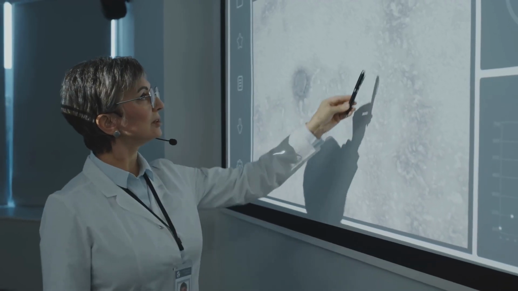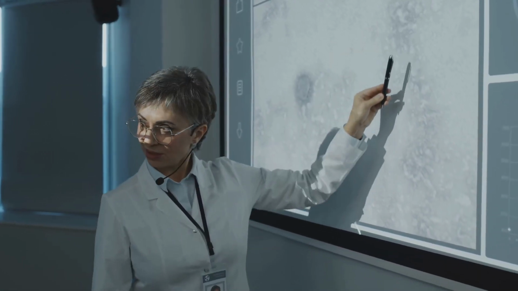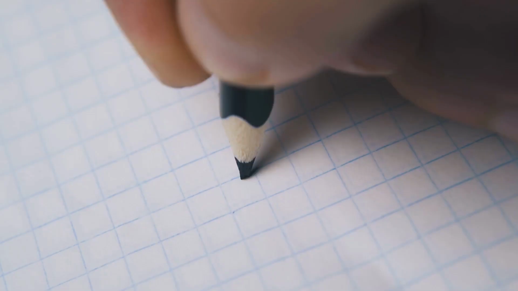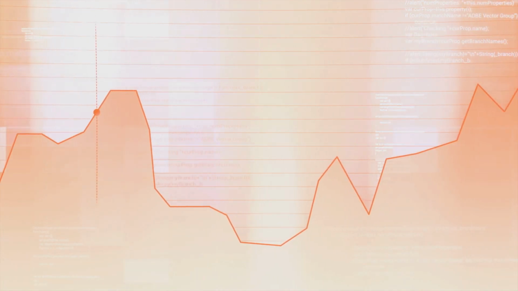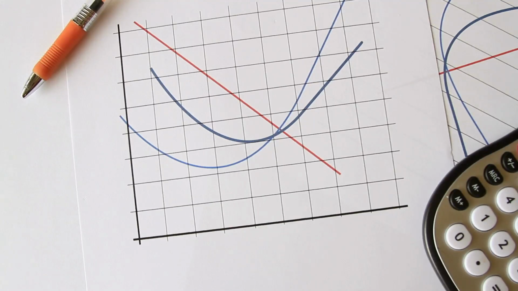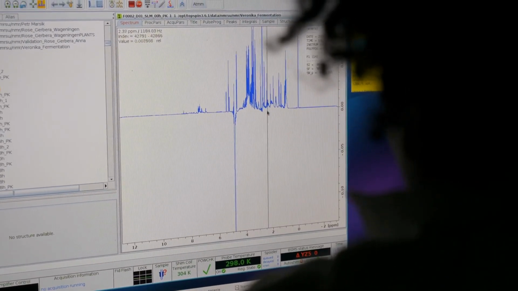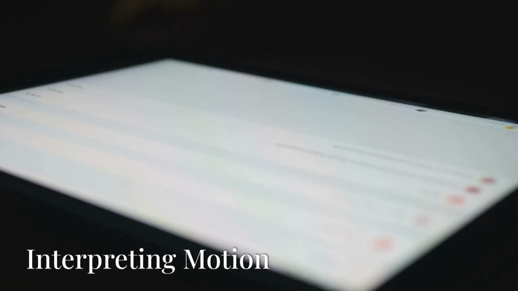Next, let's discuss how we can record an object's motion using a distance-time graph. By plotting points on the graph, we can see how the object's position changes over time. If the object is moving at a constant speed, the graph will show a straight line. If the object is accelerating or decelerating, the graph will show a curved line. By analyzing the shape of the graph, we can determine how the object is moving.